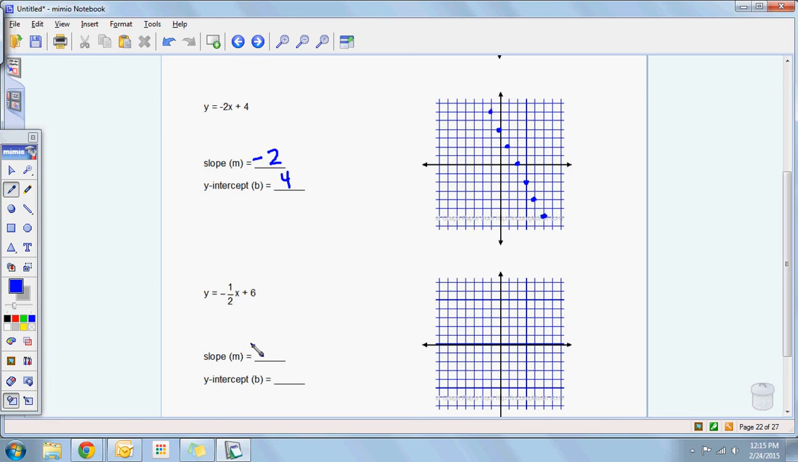And then this last one, our slope is -1 over 2, and our intercept is 6. So I'm going to start at 6, 1, 2, 3, 4, 5, 6. And then from there, I'm going to go down. This is the same thing as having the negative on the 1, so I'm going to go down 1 over 2, down 1 over 2, down 1 over 2. So keep going until you run out of room, and your line should look like that.